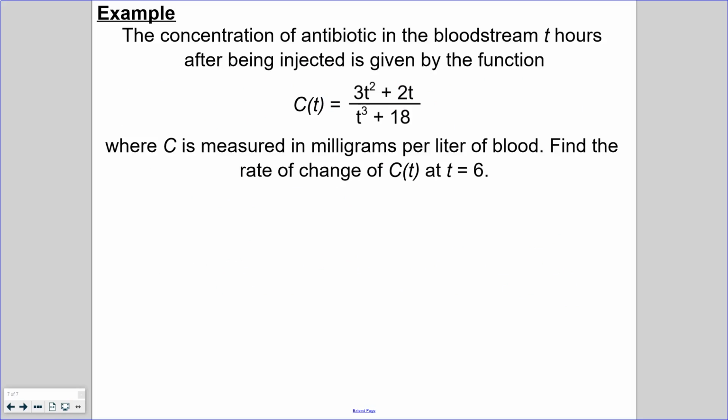And then our final example is a word problem. This example says the concentration of antibiotic in the bloodstream t hours after being injected is given by the function c of t is equal to 3t squared plus 2t all over t cubed plus 18, where c is measured in milligrams per liter of blood. Find the rate of change of c of t at t equals 6.